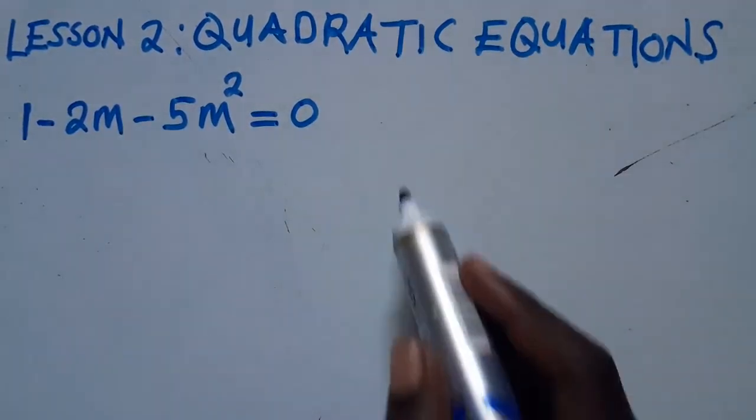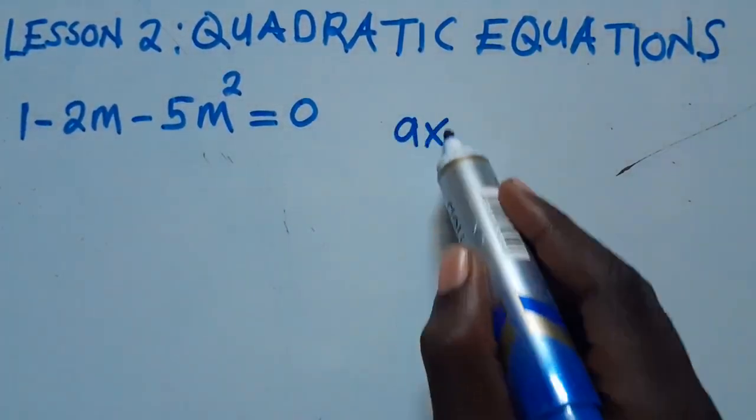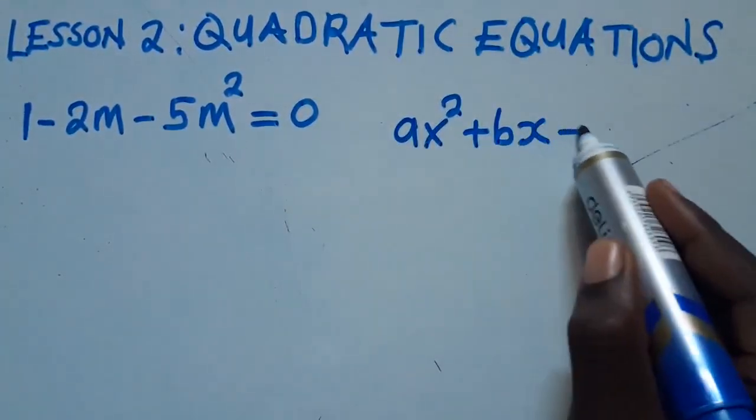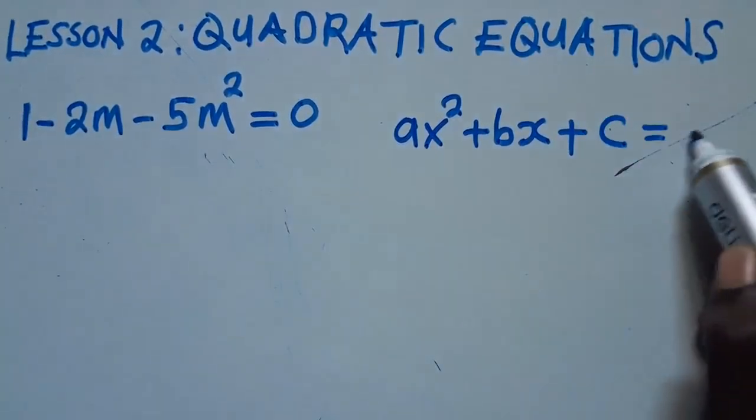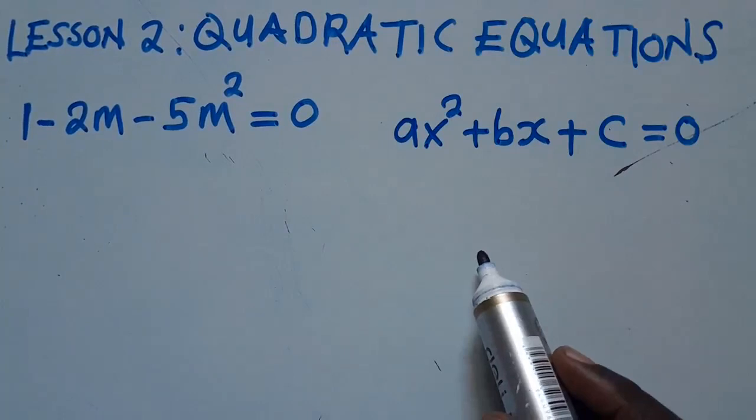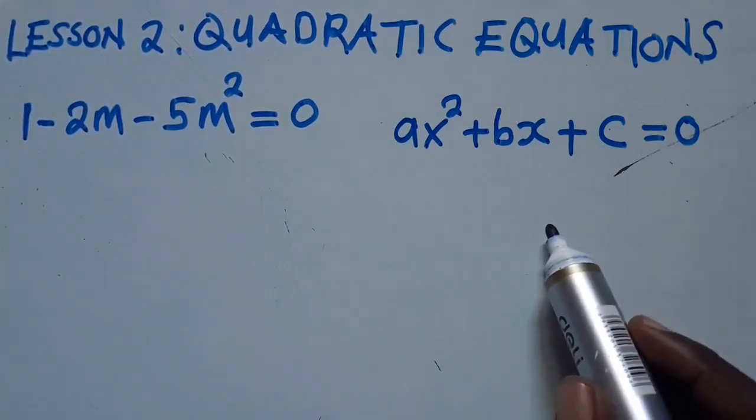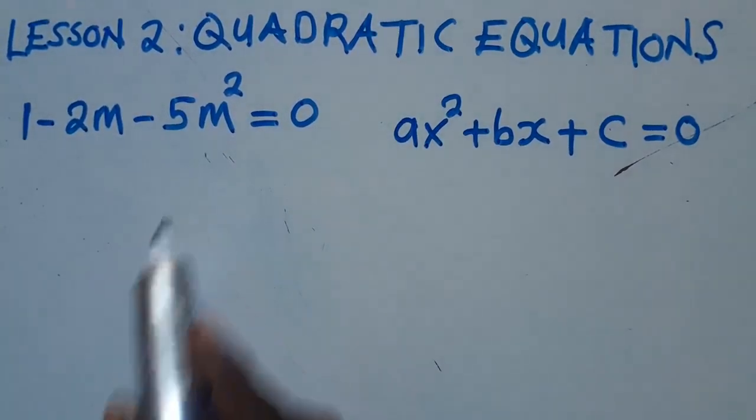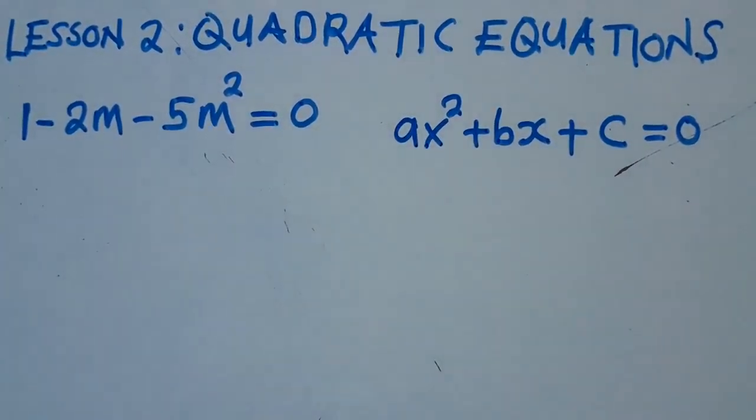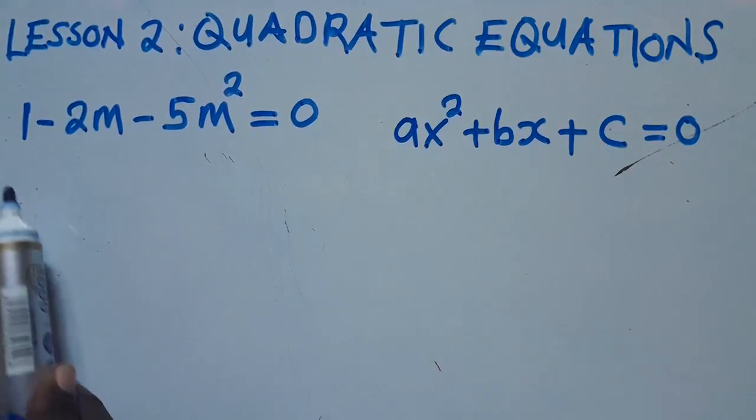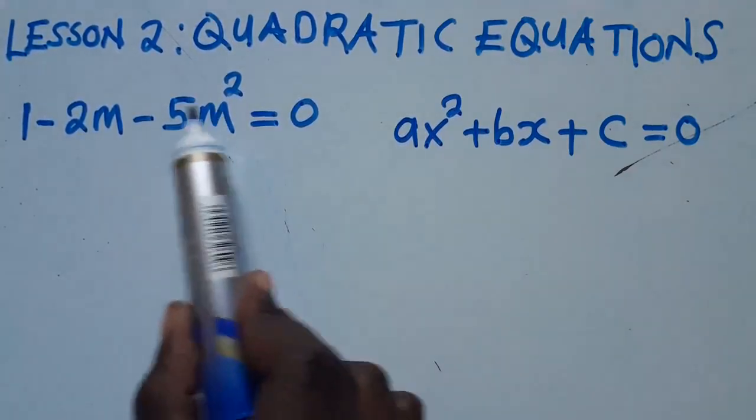The format of a quadratic equation is like this: ax squared plus bx plus c equal to 0. This is how the arrangement is supposed to be. So you ask yourself, is this quadratic equation written in this format? The answer is no, because here they have started with a constant, meaning that we need to rearrange this.